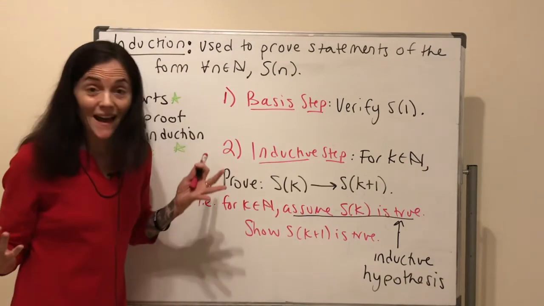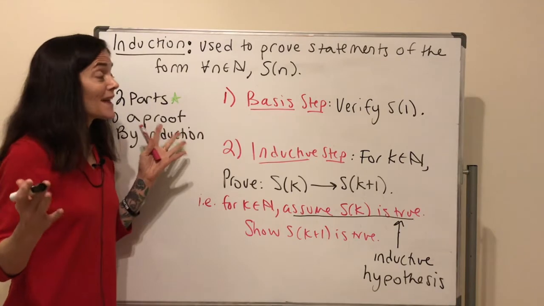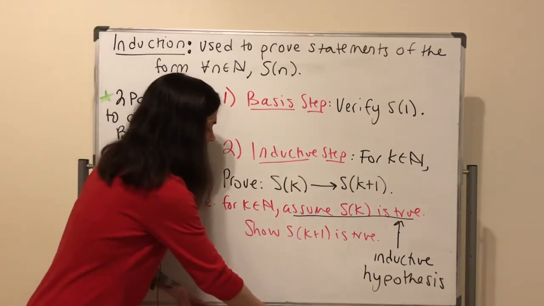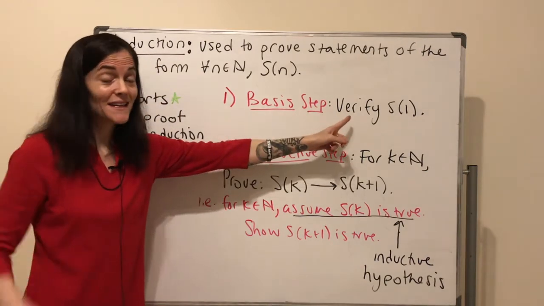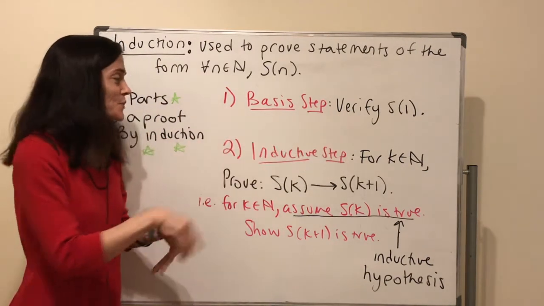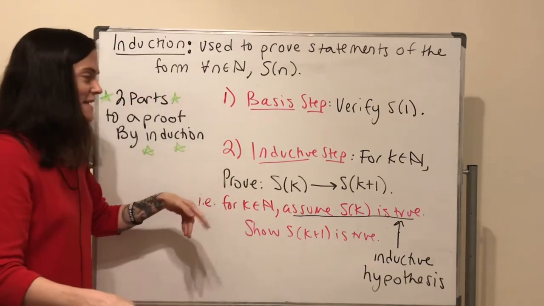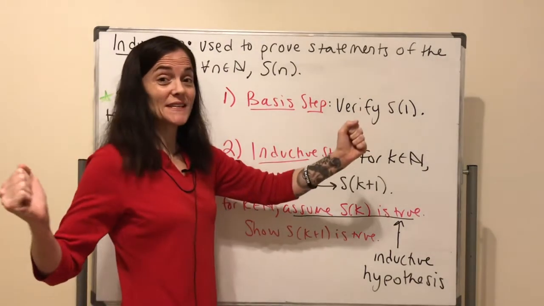Now, once you have done the basis step and the inductive step, you have proved S of n for all natural numbers n. Well, why is this the case? You have verified S of 1 is true, and then you could start marching through this. So S of 1 is true. Well, you've shown this implication. That means S of 2 is true.